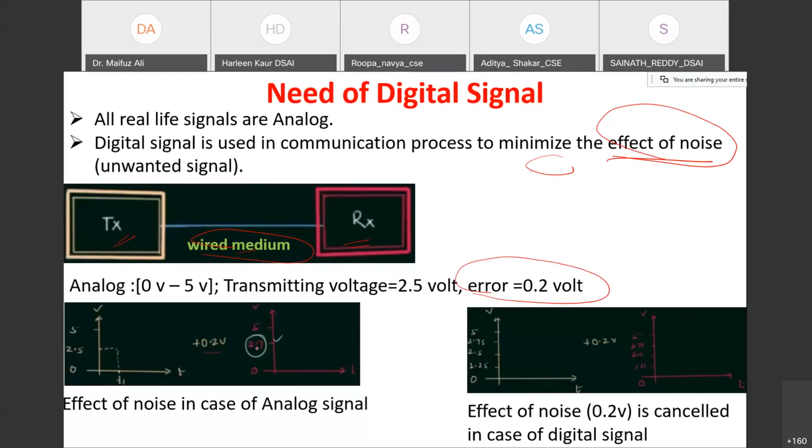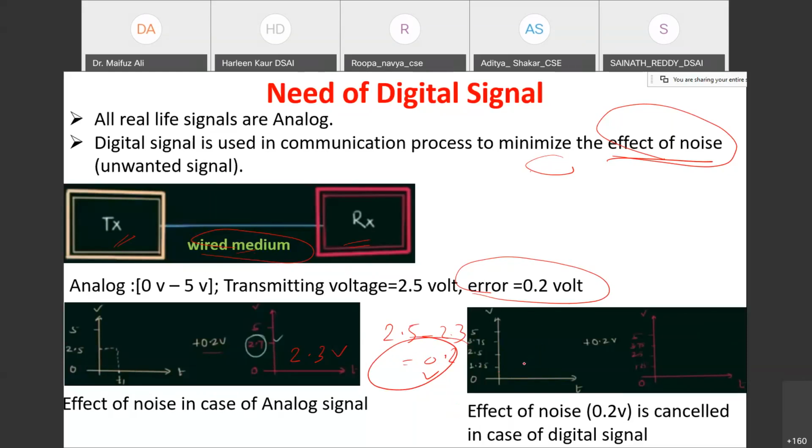Or you are sending 2.5 volt at the time T1, you are getting 2.3 volt. So error will be 2.5 minus 2.3 is equal to 2 volt. This is the error. But in case of a digital device, this effect of the error will be cancelled.